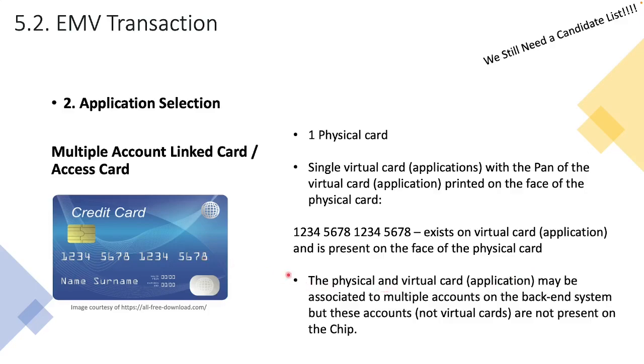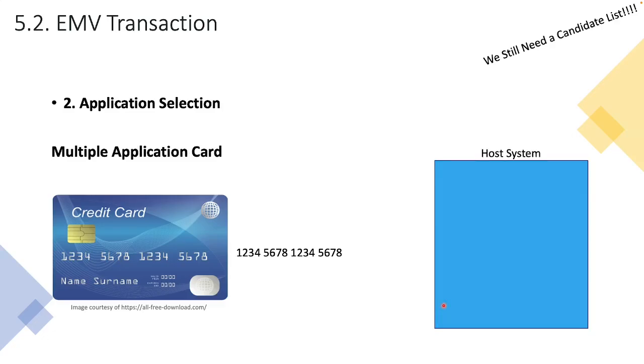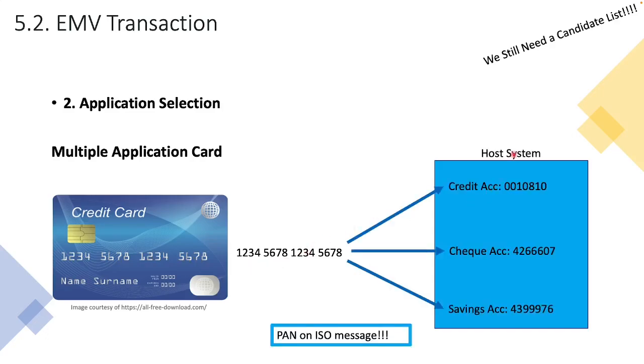However, this physical and virtual card may be associated to multiple accounts in the backend system. Okay, so just to clarify, let's look at a picture of it. Similar to the previous example, I've got a physical card, and here's the PAN, right? And we mentioned in this case, it's a single application only. But what you'll find is that if you look at the whole system, this single card number could have access to a credit card, a credit account, a check account, or savings account.